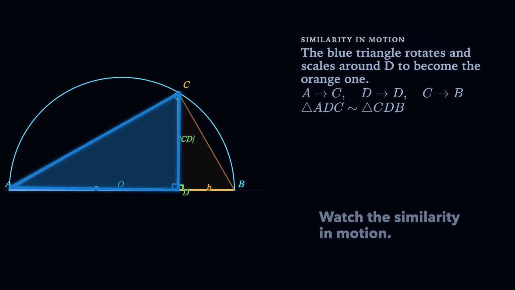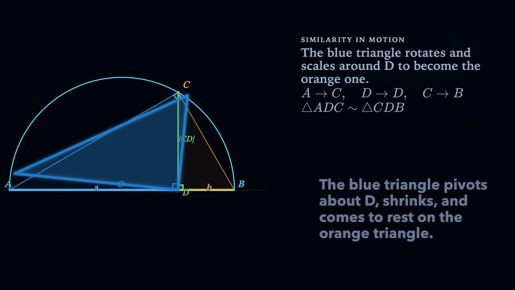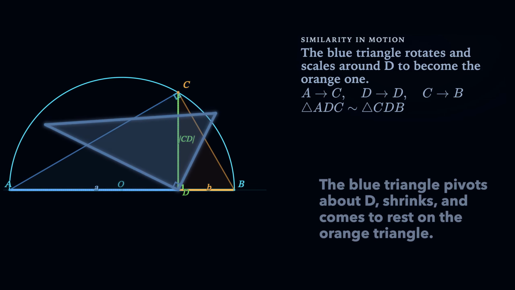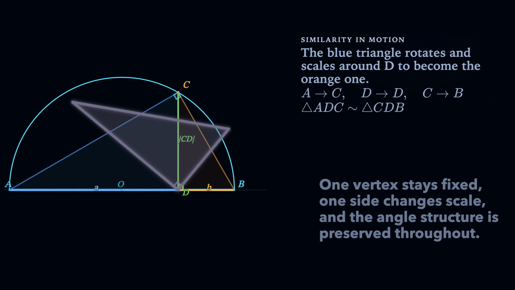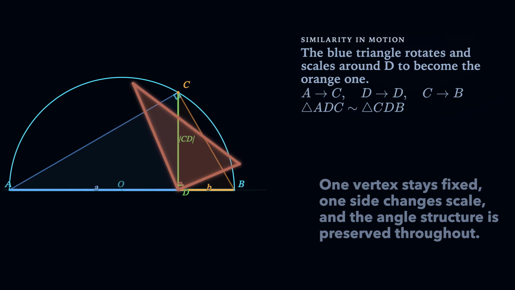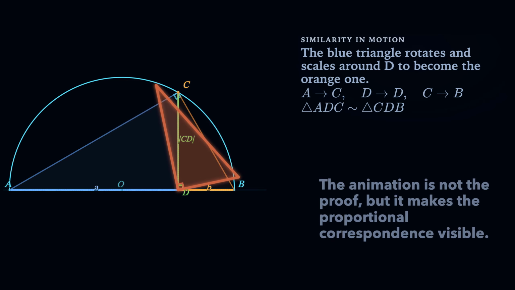Watch the similarity in motion. The blue triangle pivots about D, shrinks, and comes to rest on the orange triangle. One vertex stays fixed, one side changes scale, and the angle structure is preserved throughout. The animation is not the proof, but it makes the proportional correspondence visible.